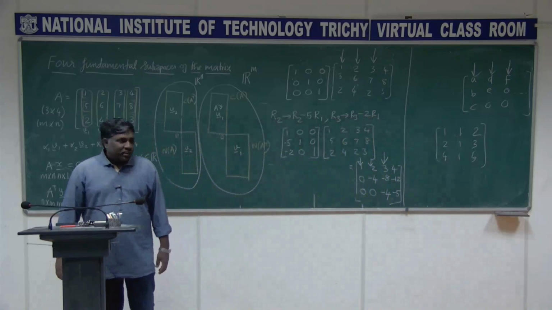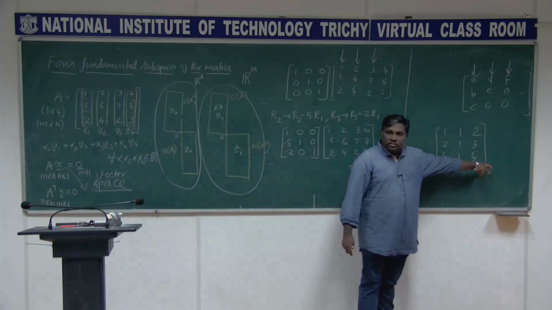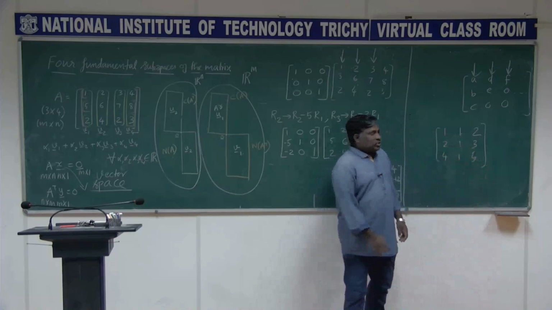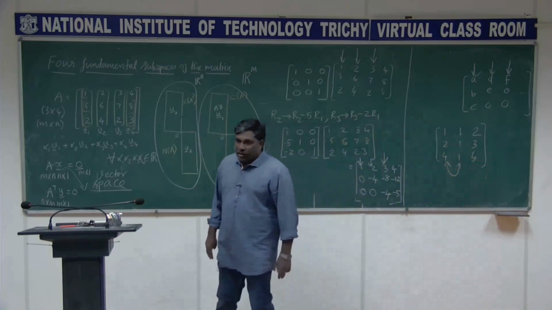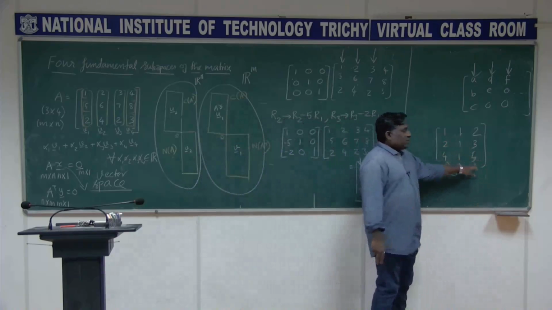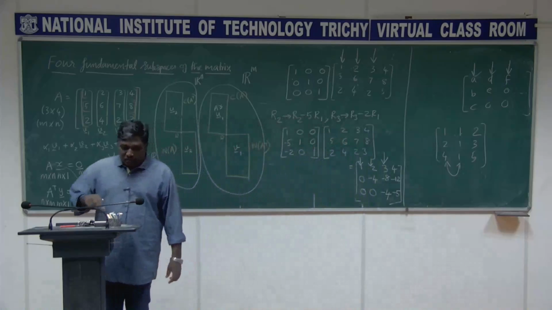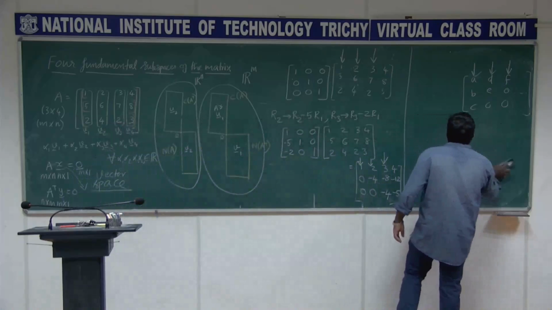You understood the point? Here what I am doing? 1 times this plus 1 times this is getting this, right? 1 plus 1 is 2, 2 plus 1 is 3, 4 plus 1 is 5. These 2 are independent. But this vector depends on these 2 vectors, right? You understood the point, right? So, more formally, the definition is like this.